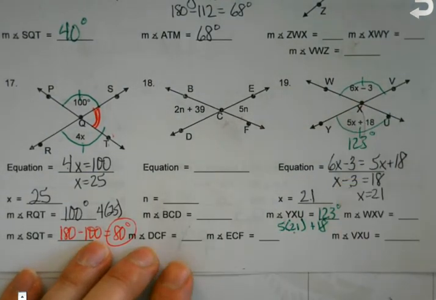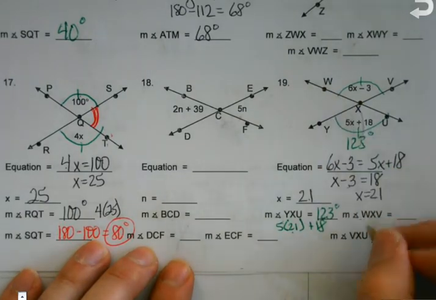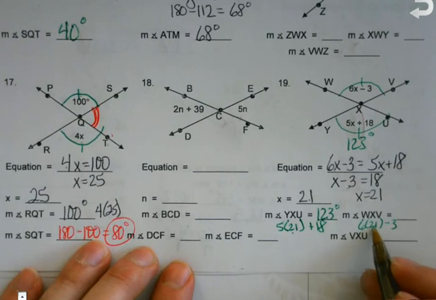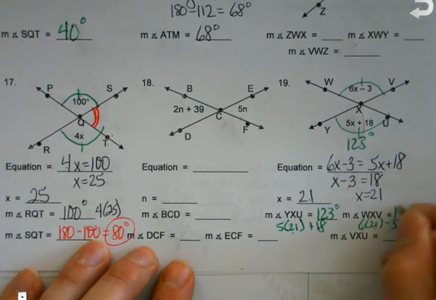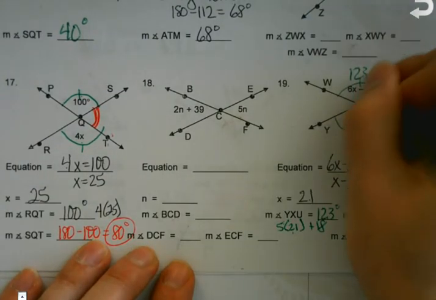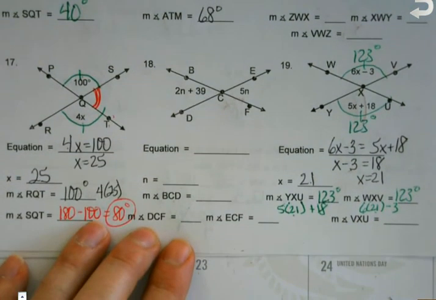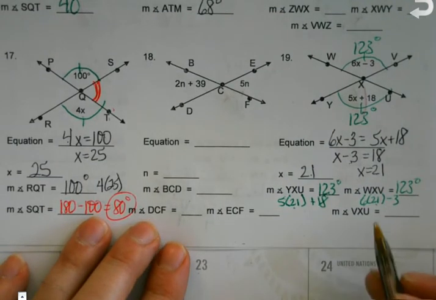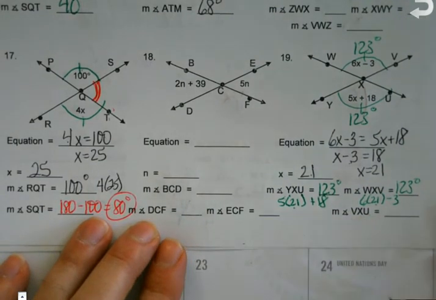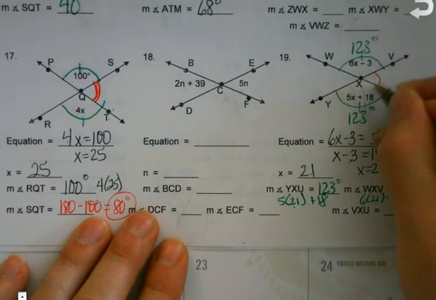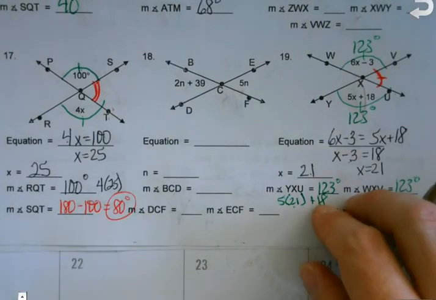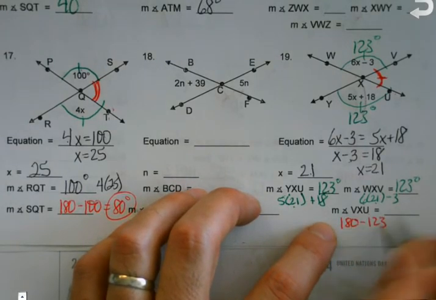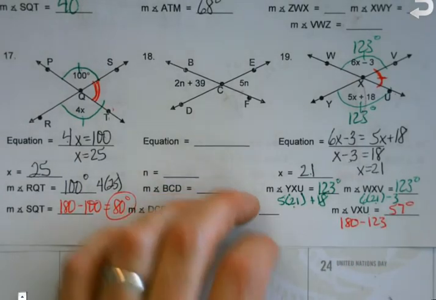So this other one should be the same, I hope. We'll see. So 6x, 6 times 21 minus 3. 6 times 21 is 126. Minus 3 is 123. And the reason I like marking my angles when I'm doing them is when they ask one like this last one with VXU, which isn't in the same place, we just do the 180 thing. So 180 minus the 123 that I already know is 57. And I'm good.